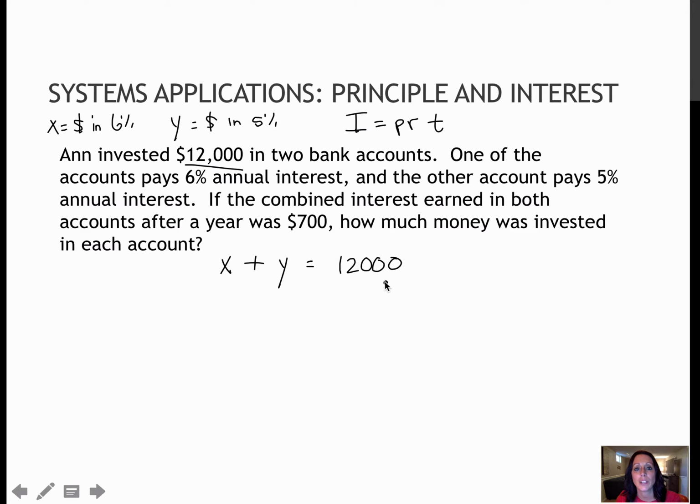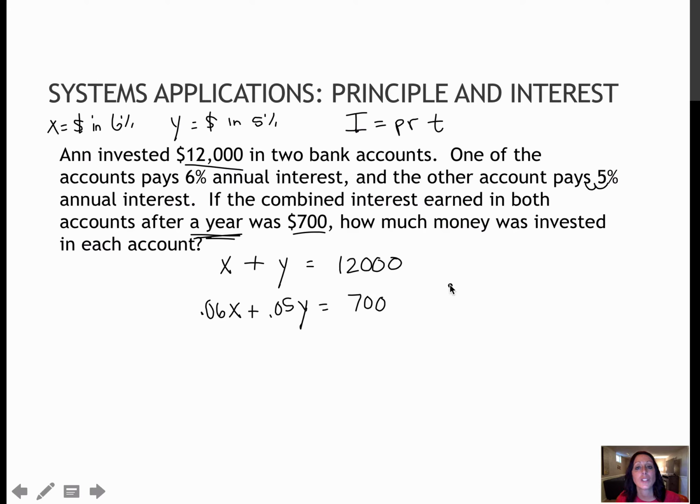Now in terms of interest, we've got combined interest after 1 year, that's important, was $700. So the interest on this account would be principal of X times rate of 0.06 times time of 1. If I multiply all that, that's 0.06x. For Y, it would be principal of Y times a rate of 0.05. Remember, we move it 2 places. Times time of 1, which would give me 0.05Y. And total interest was $700.